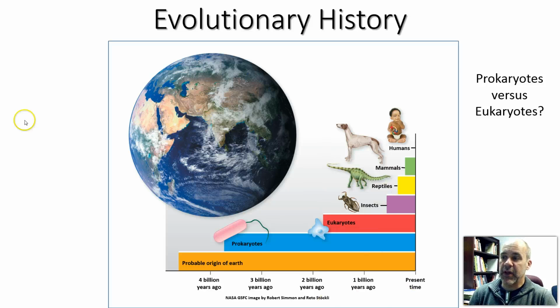Again, as I mentioned in the last video lecture, the probable origin of the planet Earth is about 4.5 billion years ago. Then about 3.7 billion years ago, the first bacterial type organisms formed, and notice they're labeled there as prokaryotes. And then a little less than 2 billion years ago, we have organisms labeled as eukaryotes that came on the scene. We'll talk about prokaryotes versus eukaryotes in this class.